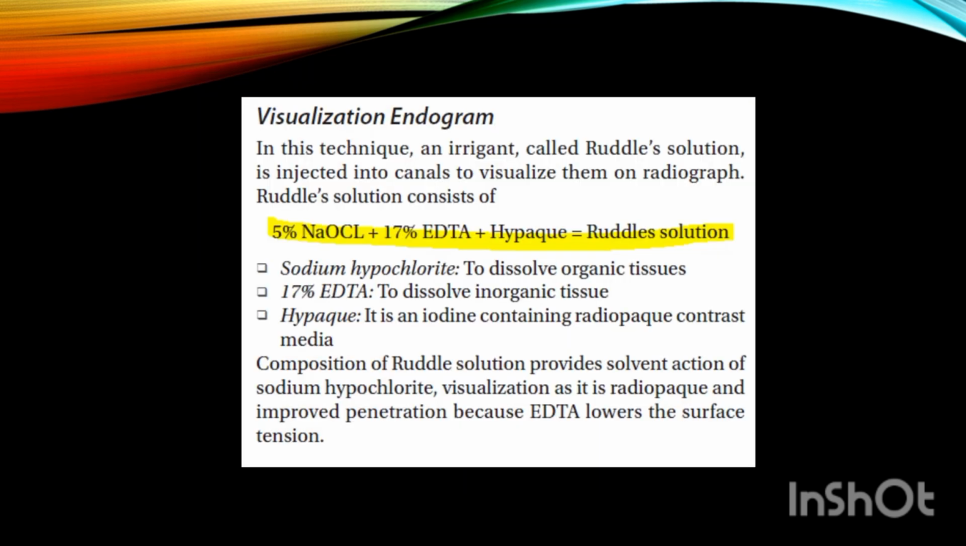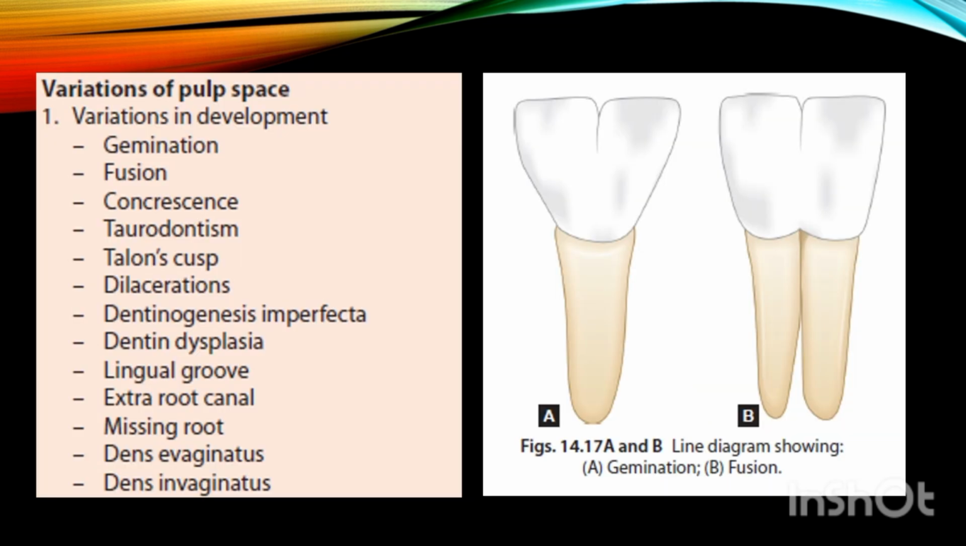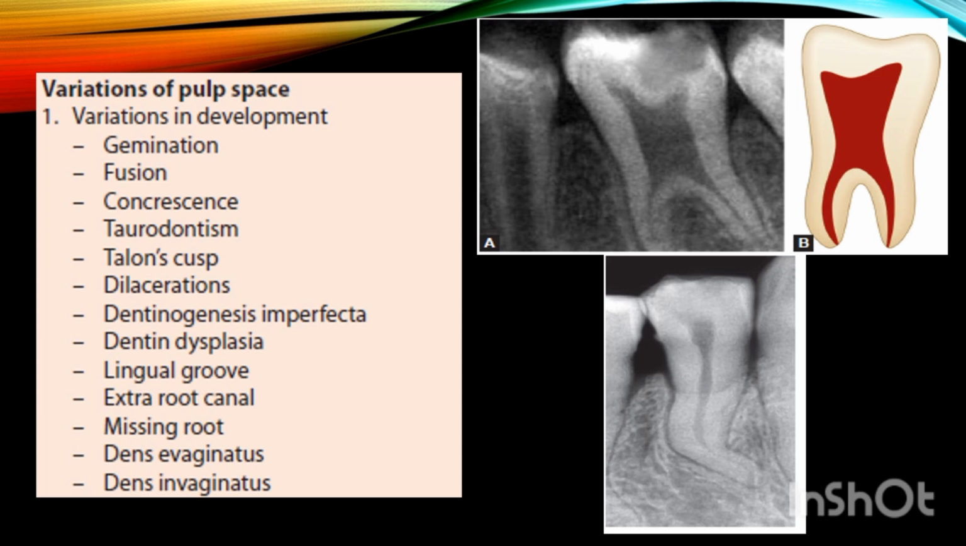After learning the normal anatomy, let's go into the variations that you might encounter. In the picture, the first one you can see is germination. Germination is basically a single tooth that tries to split into two, exactly like conjoined twins. And then there is fusion, where two teeth fuse together.